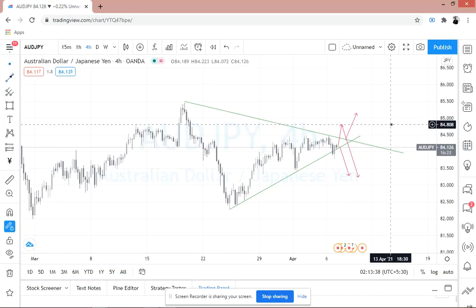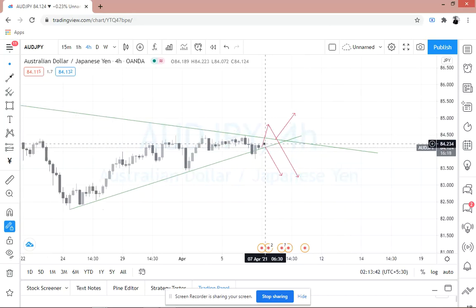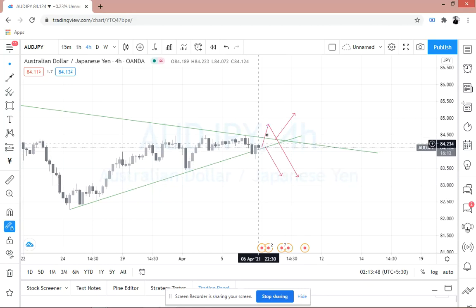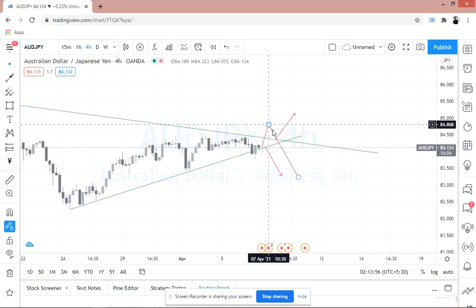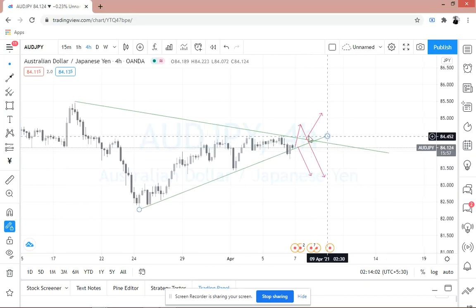So there are three things you need to put into consideration on AUDJPY. One, wait for a breakout to occur before you start selling. If there's no breakout, wait for a breakout to the upside and wait for a pullback to this level before you start buying. But if there's no pullback, wait for the price to close below this trend line before you start selling.